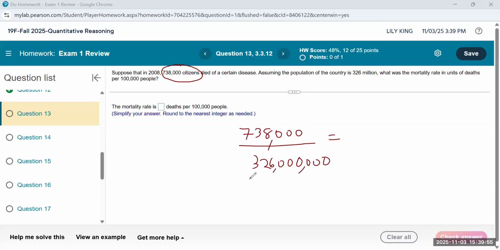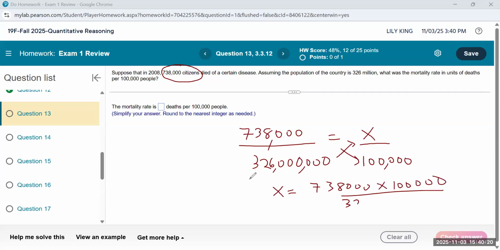Scaling this by 100,000, if you are writing this as a proportion, you have to have your x divided by the 100,000 on the right side of the equal sign. And if you solve for x by applying cross product, you have 738,000 times 100,000, and then divide the whole thing by 326 million.